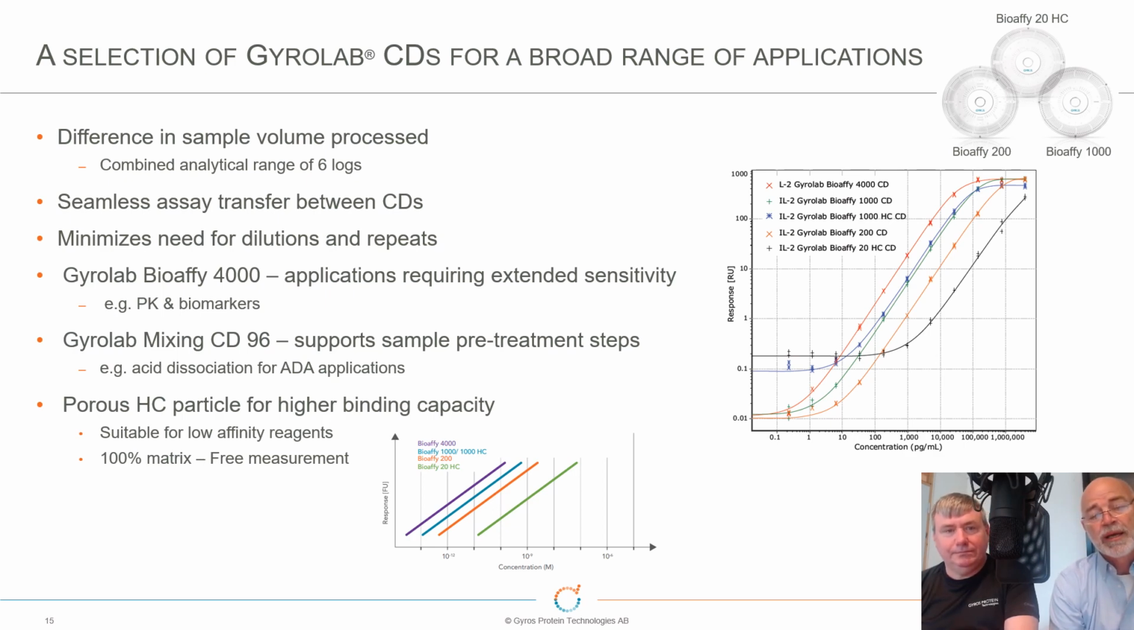But one of the things that isn't easily appreciated until you look across all of the different types of CD, as you can see in the upper right-hand figure, using IL2 as an example, is that if you compare the standard bioaffy CD to the HC CDs, in this case the 20 HC and the 1000 HC on this graph, the thing that jumps out at you is that increased background. Yeah, the background doesn't appear when you do 100% matrix. Actually, you get less background with high capacity. Interesting. So I think it's about the right selection of CD for the right assay, and depending on what assay range you need. Exactly.